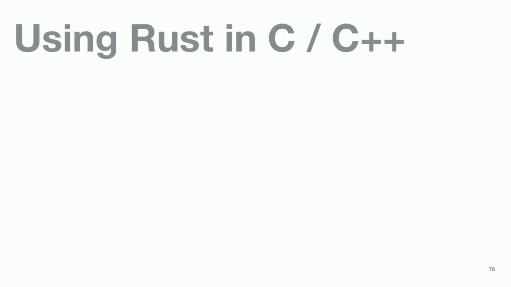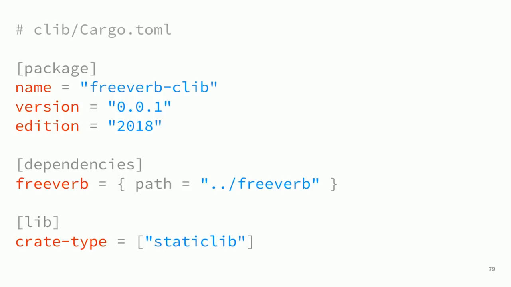So we've seen using C in Rust. How could we use Rust in C++? Well, the way that you do this is that you build a static library, or a dynamic library if you prefer, and you apply attributes to the functions in your library to ensure that they're exposed in a C-compatible way. So here we're creating a new library, freeverb clib, and it depends on our freeverb library that we created earlier. And we're telling Cargo, please build it as a static library.